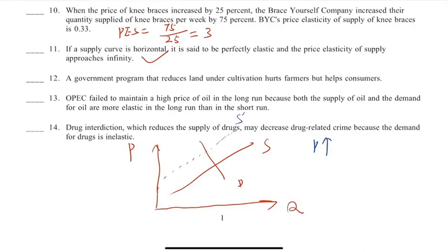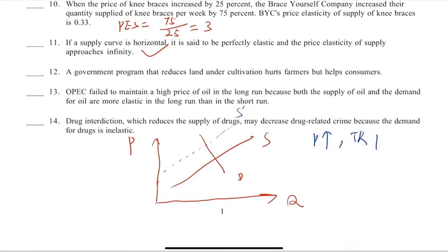And by assumption, we know that the demand curve for food, for farm products, is inelastic. So in this case, if price increases, then total revenue increases. This basically means that this program will make farmers richer, but consumers have to pay more for those farm products. So in this case, this program hurts consumers but helps farmers.